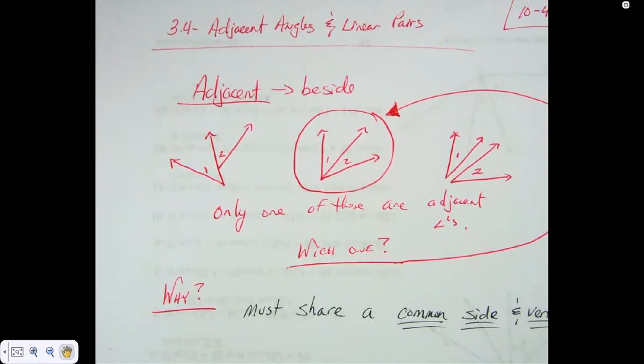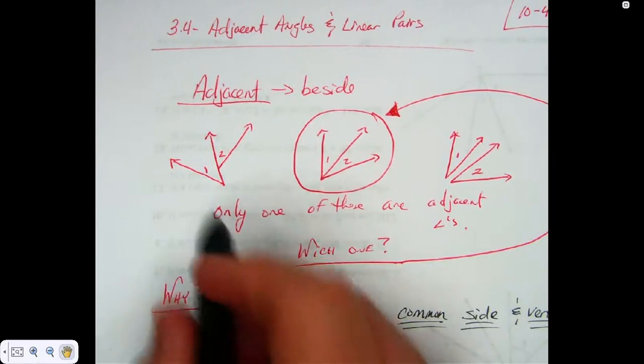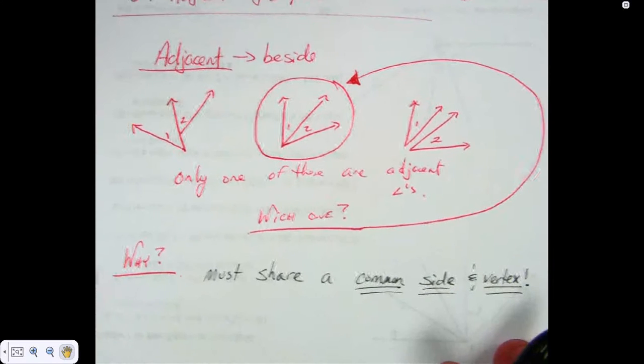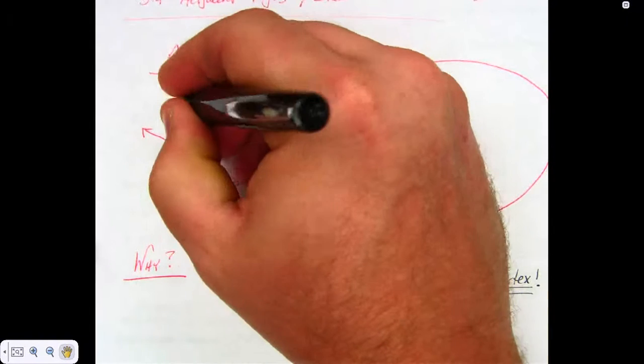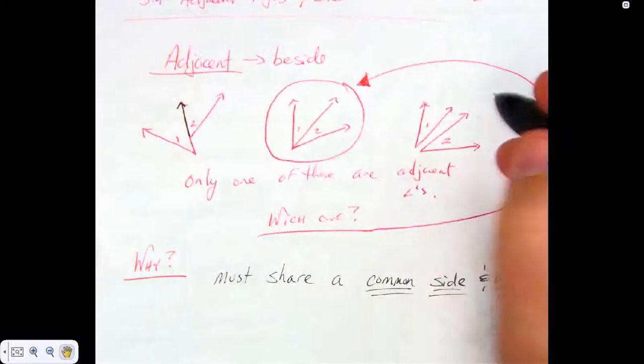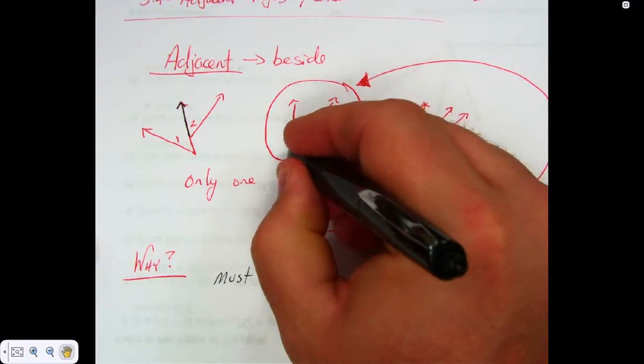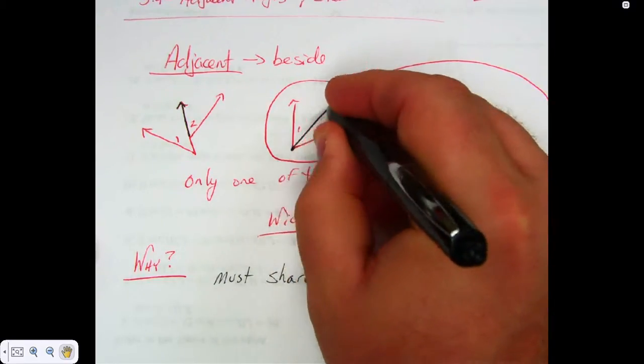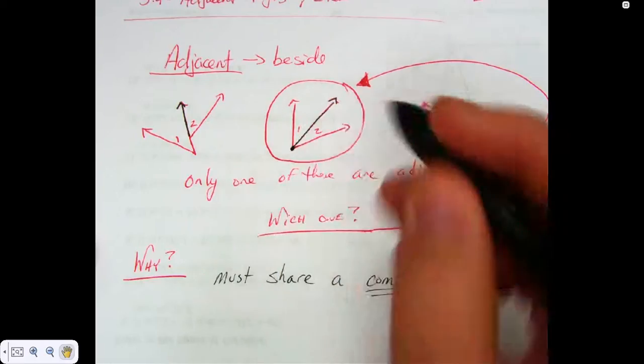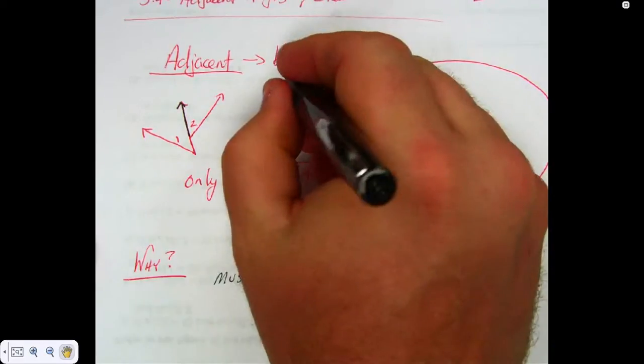Now, in the first example, do they share a common side? They've got this side in common, don't they? In the last example, do they share a side or a vertex? No. They don't. Here, though, they share the vertex and what? The side. Therefore, they are what? Adjacent. These are adjacent.